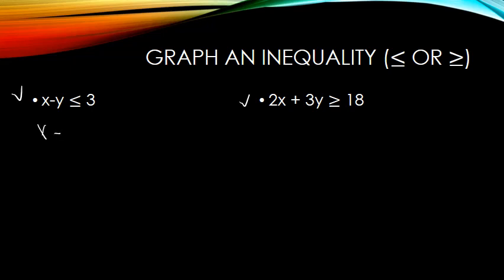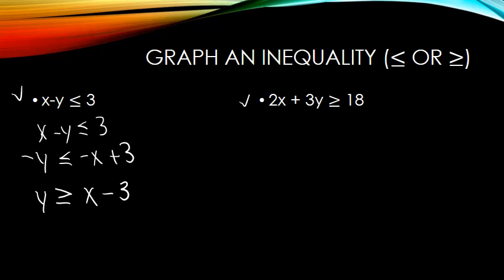So over here on the left, we've got x minus y less than or equal to 3. I'm going to subtract x from both sides. That's going to give me negative y is less than or equal to negative x plus 3. But I've got this negative y here, so I'm going to have to divide by negative 1, which also means I'm going to have to flip that inequality. So then that's going to leave me with y is greater than or equal to x minus 3. Dividing everything by negative 1 is going to change the signs of all of that.